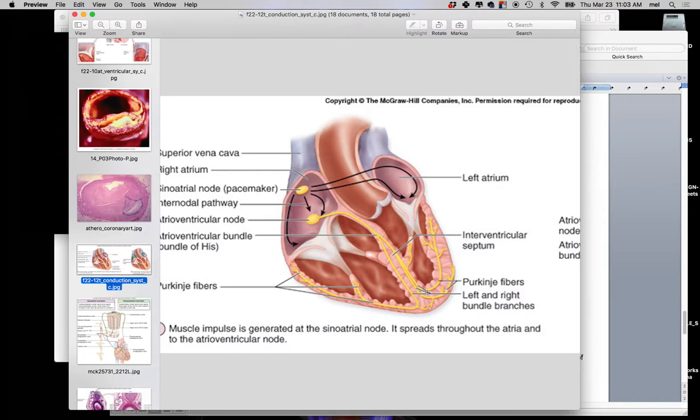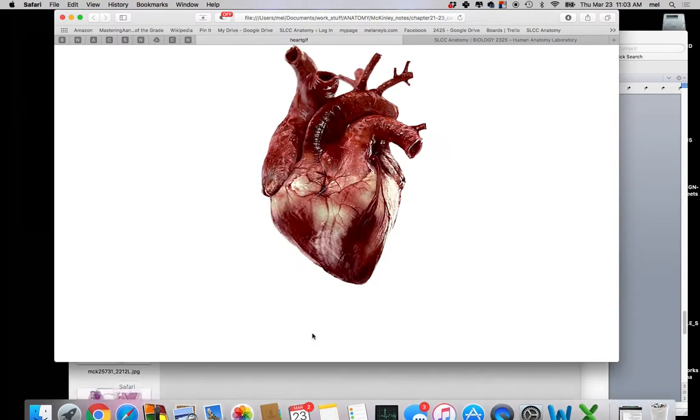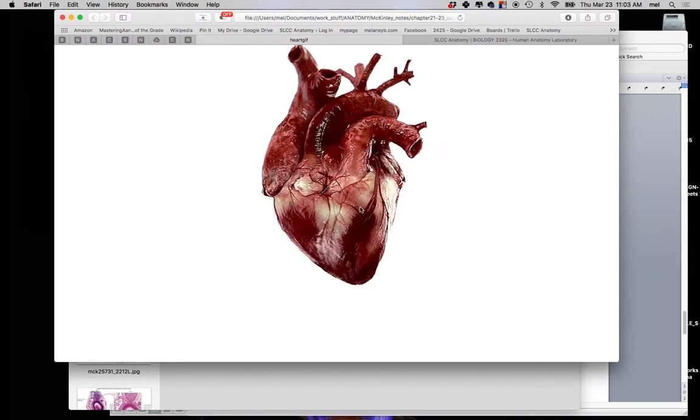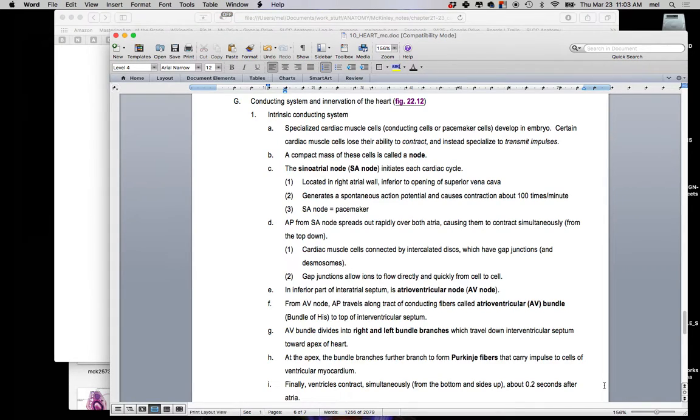Does that make conceptual sense to you guys? Yeah? You got it? So what you end up with is a contractile process that looks like this. The atria contract down and the ventricles contract up. Atria contract down, ventricles contract up. Does that make sense? Okay, so any questions? Okay, so the Purkinje fibers are at the bottom.